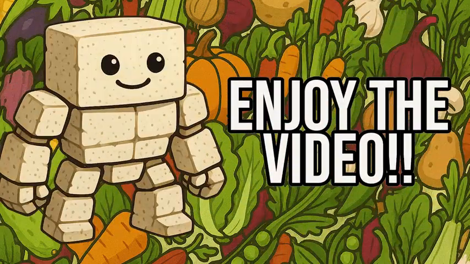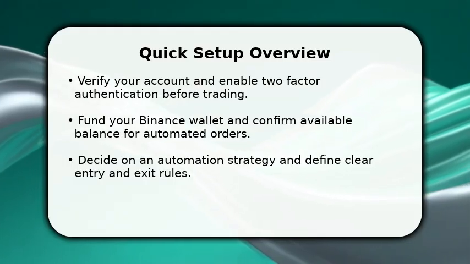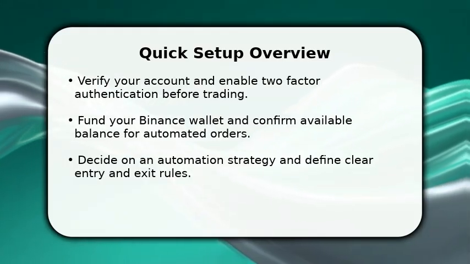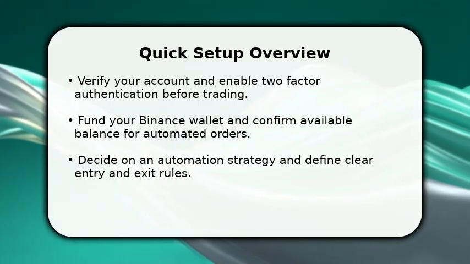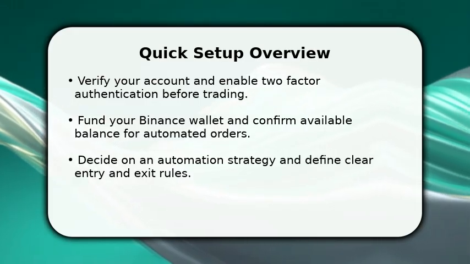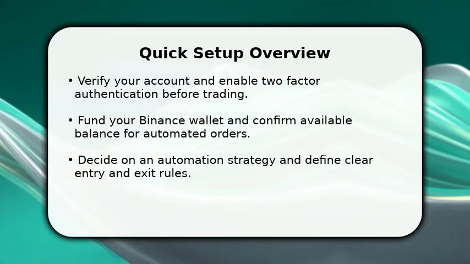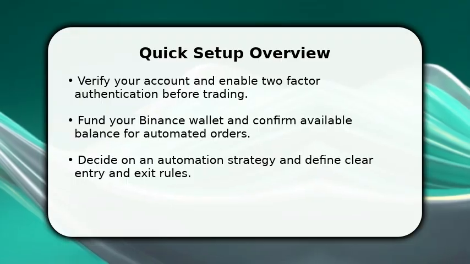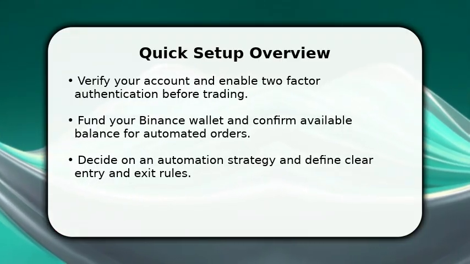Please enjoy the video. In this video, I will show how to set up auto buy and sell on Binance full guide. Start by verifying your account, enabling two-factor authentication, enabling API access, and funding the wallet so automation has capital to use. Next, create a clear strategy, set entry, exit, stop loss, and take profit rules, and backtest or paper trade to confirm the settings work for your risk profile.